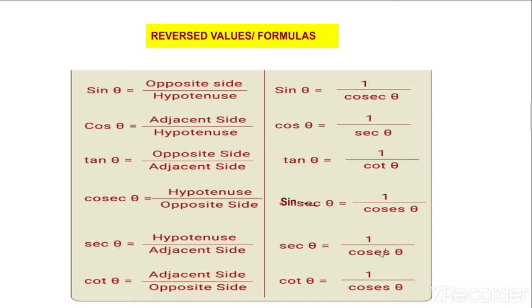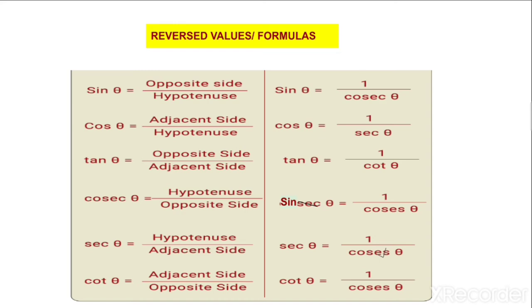So the cosec is just the opposite of the sine. You remember the sine value, opposite by hypotenuse. Simply in the cosec you put the reverse, that is hypotenuse by opposite. You remember the cos, then just put the reverse in the sec, and the tan reverse you put in the cot. It's as simple as this.